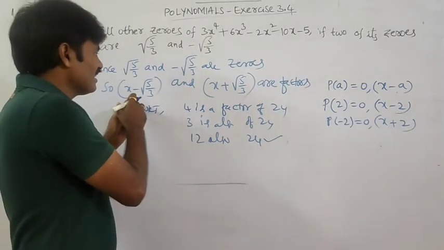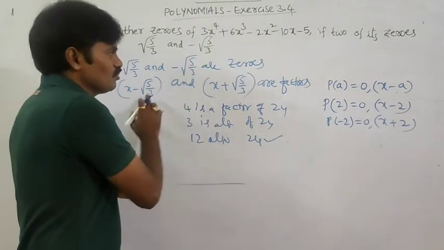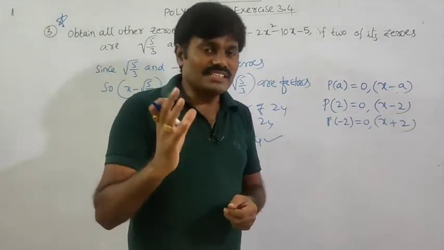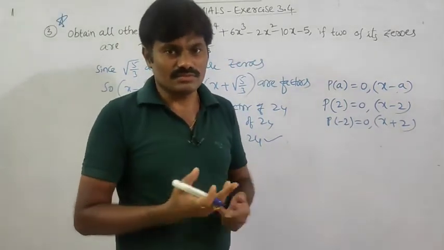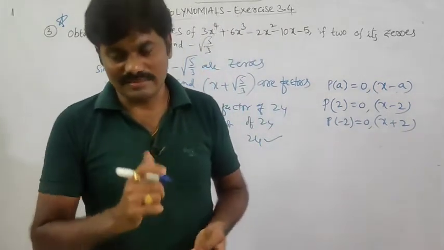So now divide the given polynomial by the product of these two linear polynomials. We get some quotient. With that quotient we get the remaining zeros. Okay, is it clear? So shall we start the division process?